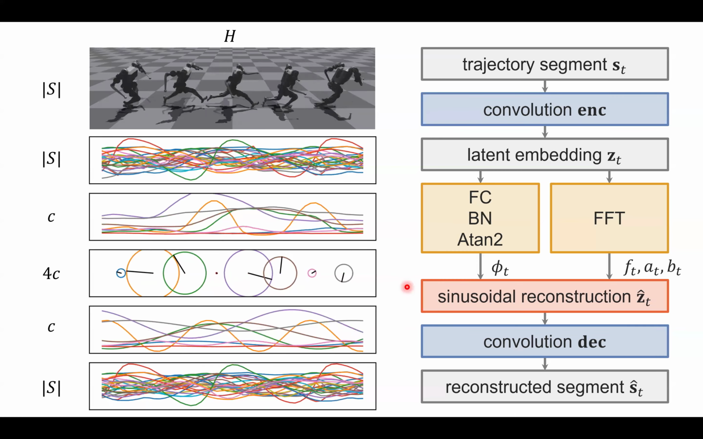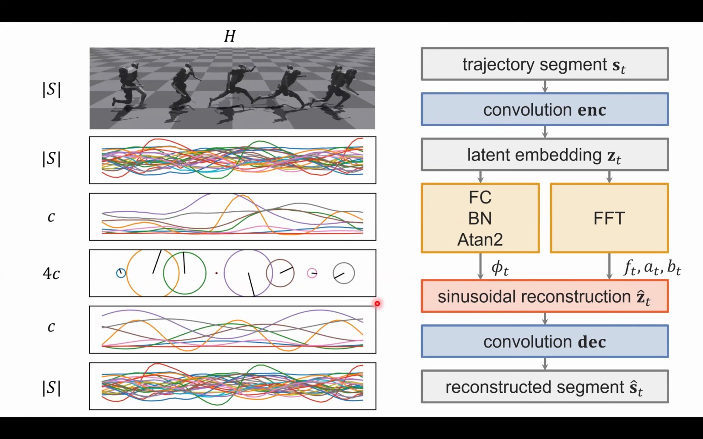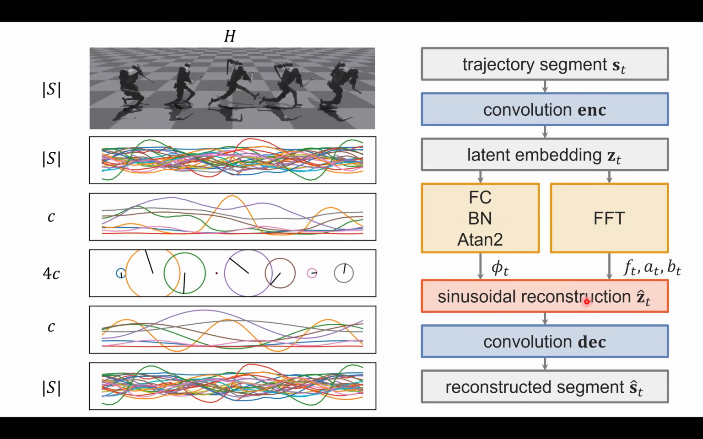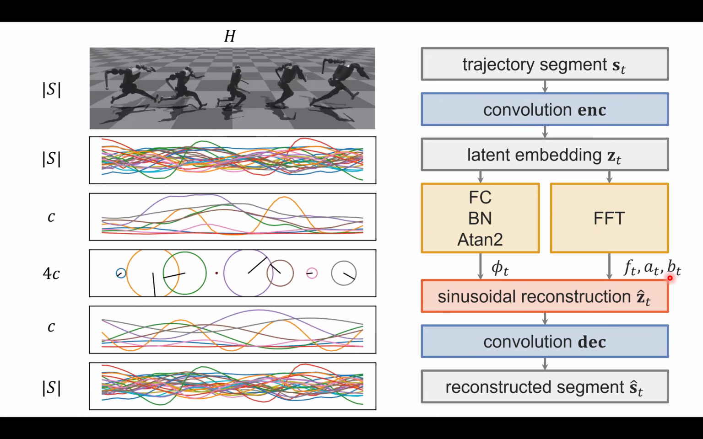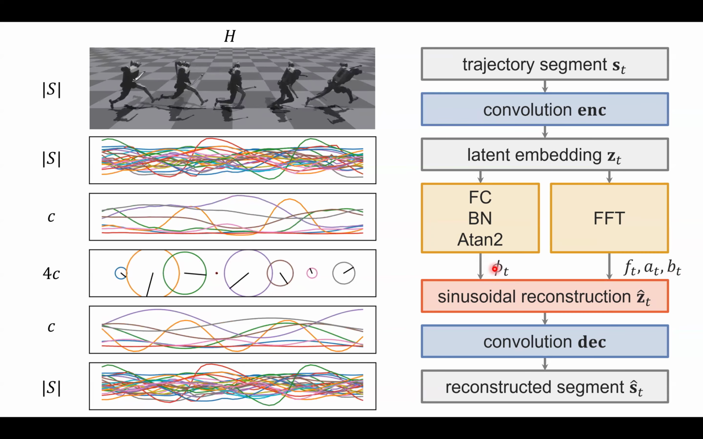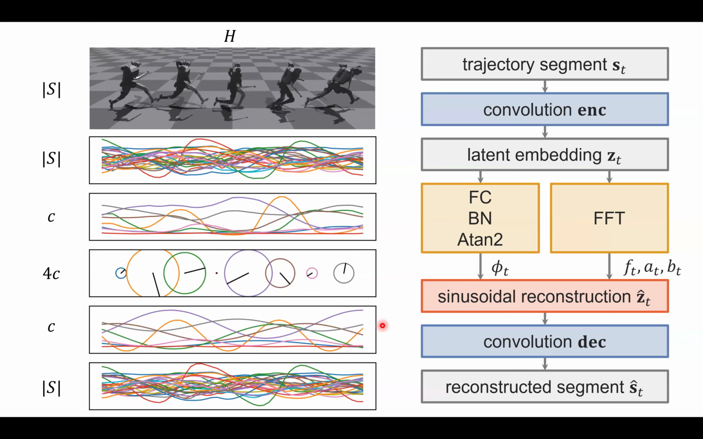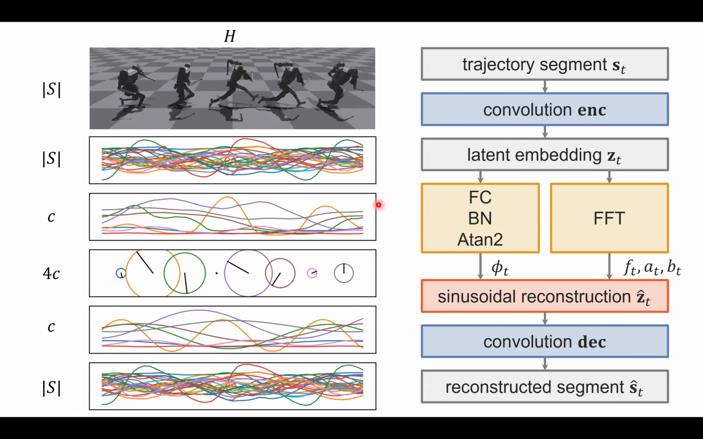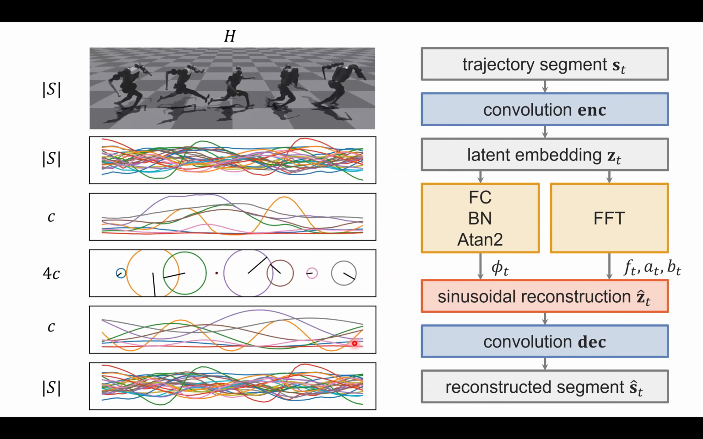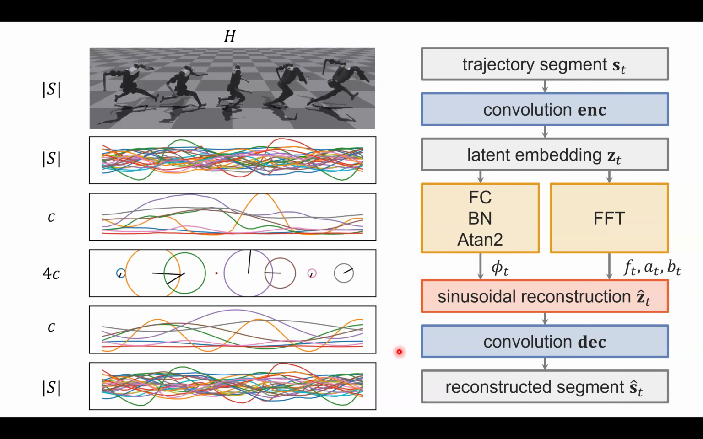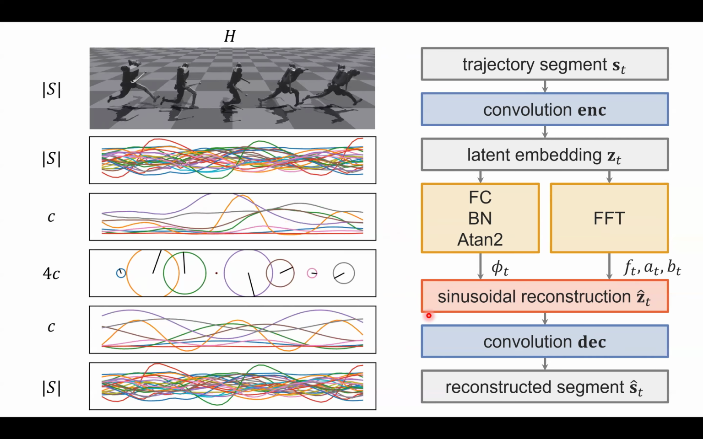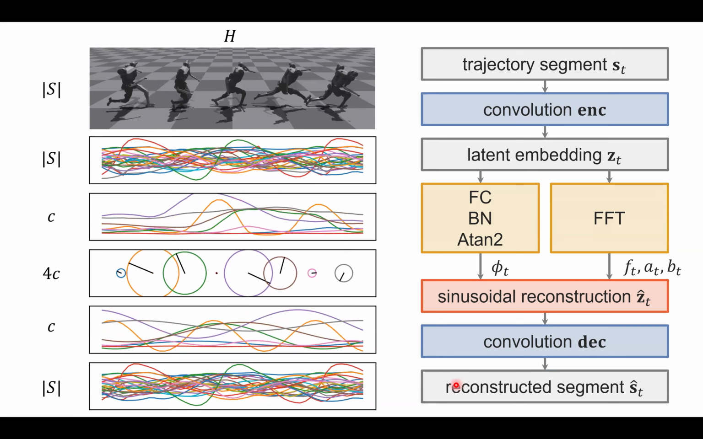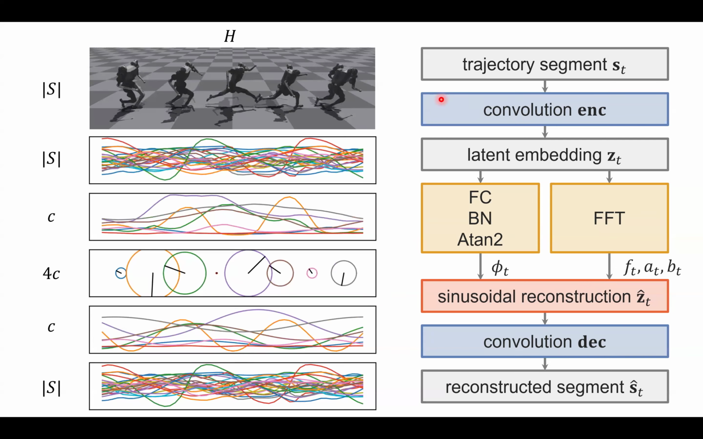We have very high confidence that we can recover the original motion by using sinusoidal reconstruction. Based on the latent frequency, amplitude, offset, and also some phase variable, we can reconstruct latent space using only sinusoidal functions. You can compare the original latent space versus the reconstructed latent space. They are somewhat different, but most of them are essentially the same. After that, we deconvolute it and get the reconstructed segment, and we compute the loss on just reconstruction loss.